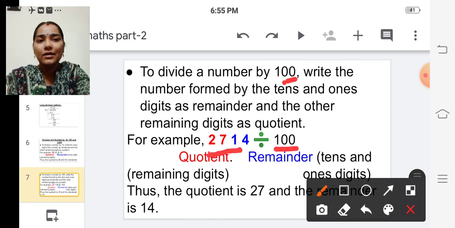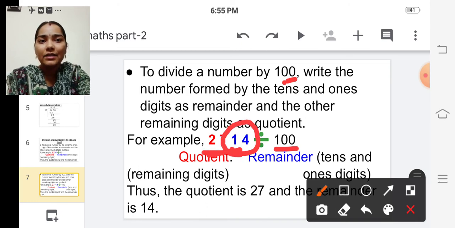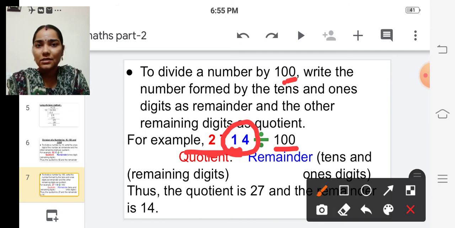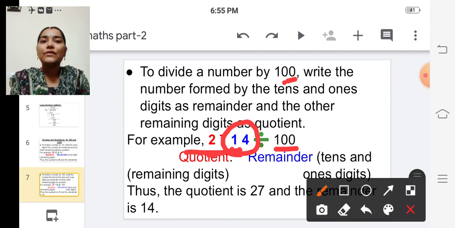2714 divided by 100. So the divisor is 100. So we can take the tens and ones digits of the dividend as the remainder, and the remaining digits are the quotient. Is it clear, children? If the divisor is 10, then the ones digit will be the remainder, and the remaining digits will be the quotient. If the divisor is 100, then the number formed by the tens and ones digits will be the remainder and the remaining digits will be the quotient.